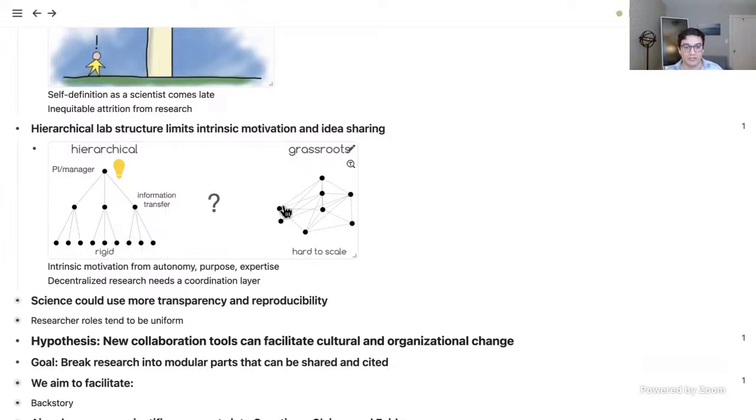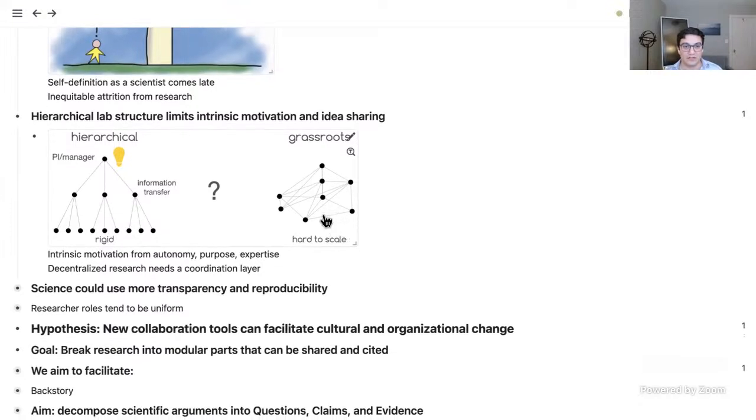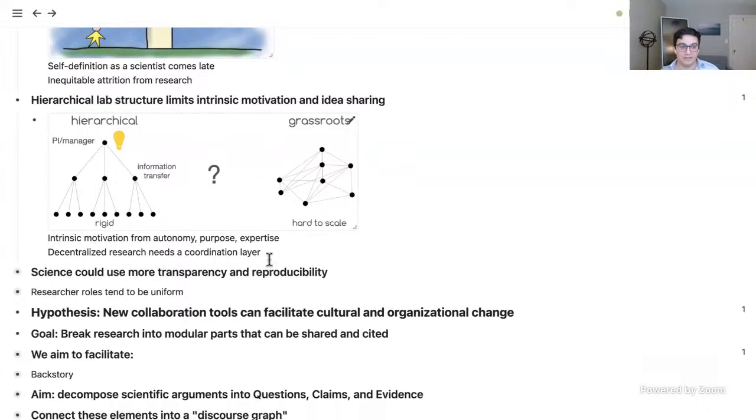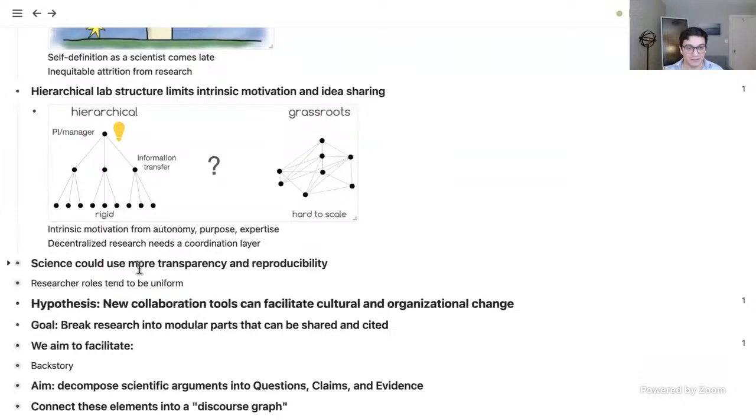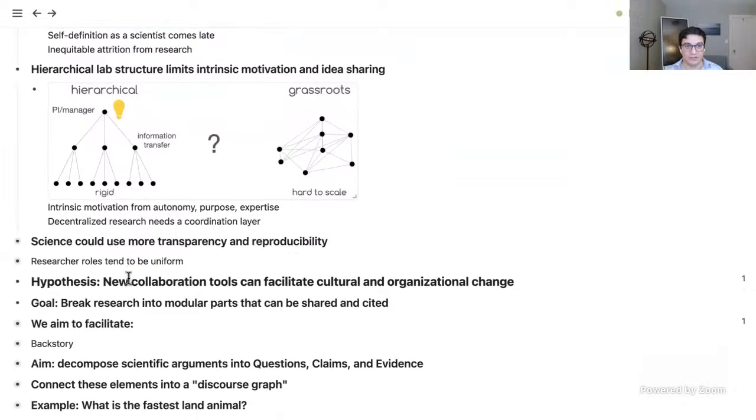The bottom-up approach is highly attractive. So this network diagram depicts sort of the grassroots connection between individual researchers. But without any additional structure, that grassroots organization is hard to scale beyond about this number of people or nodes. So we expect that if we want to be doing more decentralized research, which would be good for autonomy, we might need a coordination layer to facilitate this grassroots approach at a larger scale.